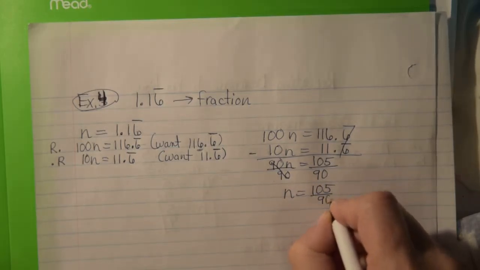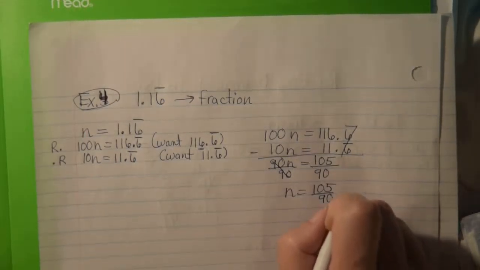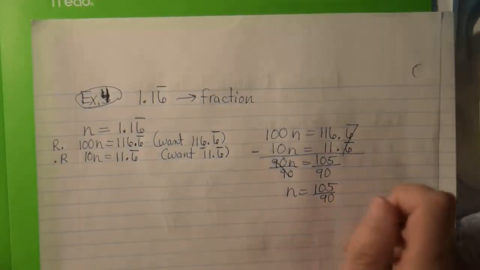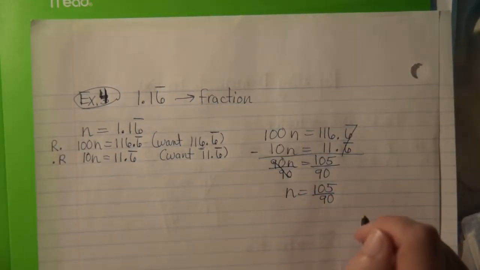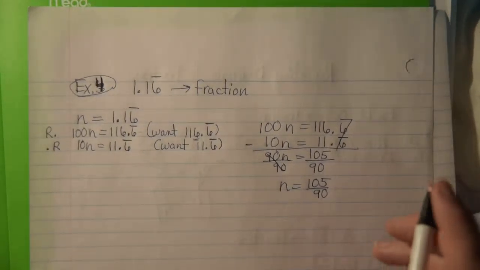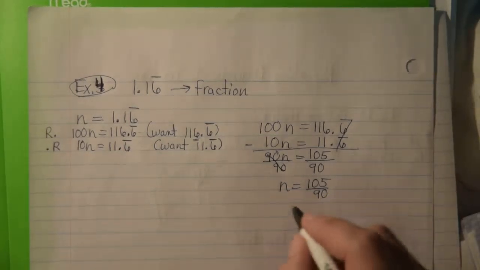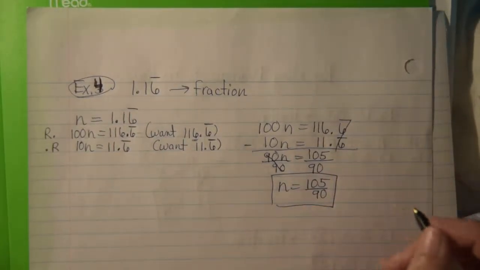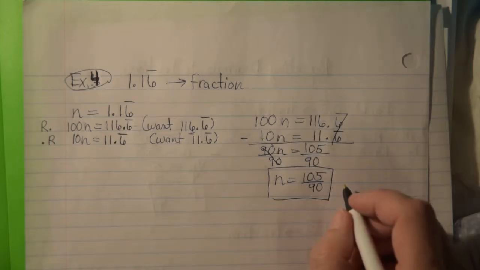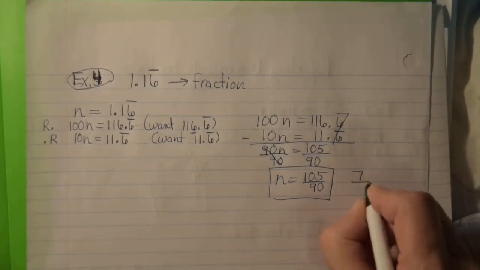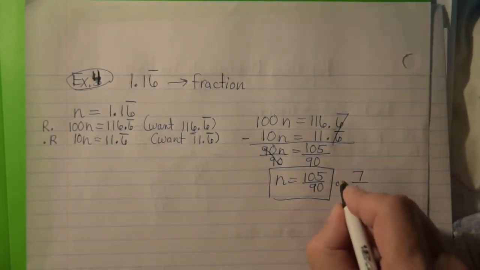So n equals 105 over 90. Now you could divide by 5 for sure. Let's see, 6, no. So this is okay for the answer, but if I went ahead and reduced it all the way down, I would end up with 7/6.